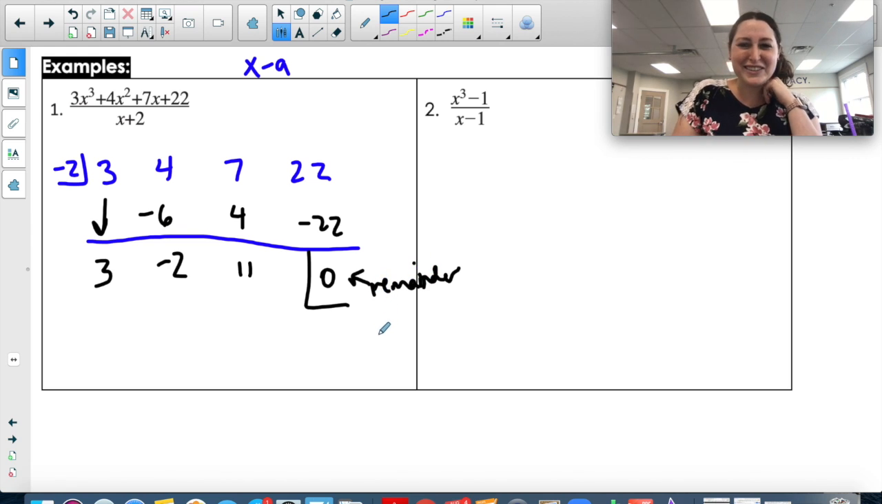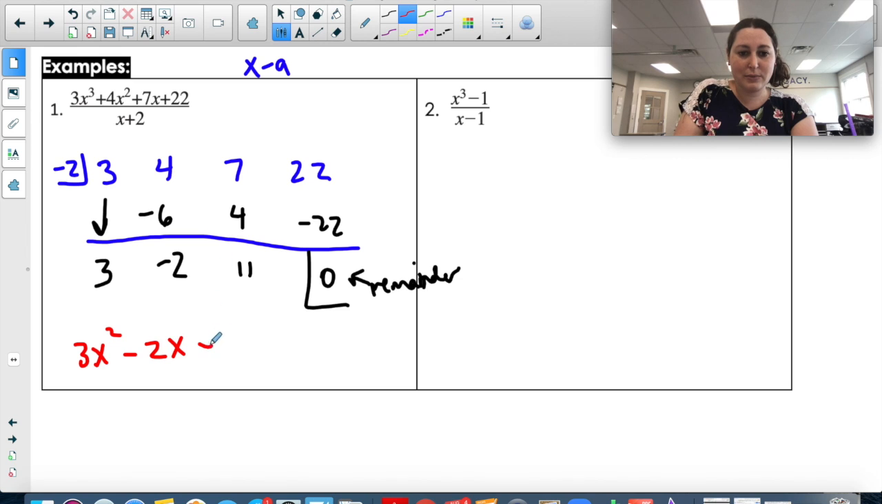Now these are the coefficients of your quotient, of your answer. Since we had x cubed and we divided by x, we're down to x squared. So you put 3x squared and then go down a degree each time: minus 2x plus 11. And that's it.